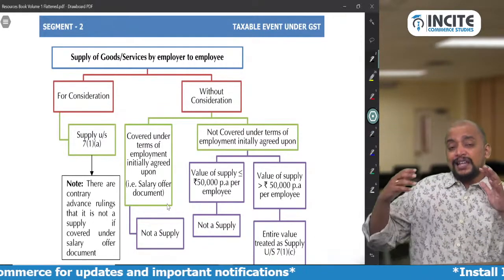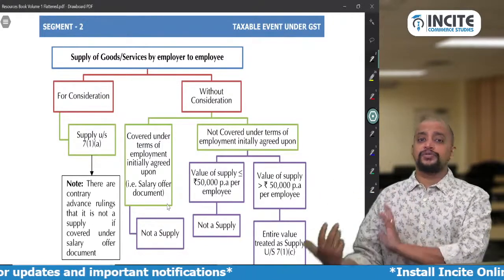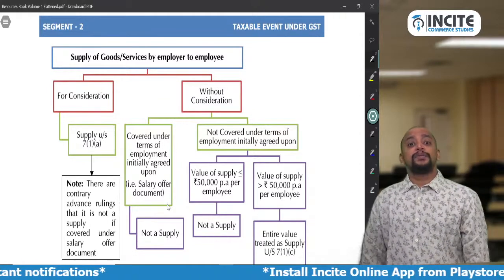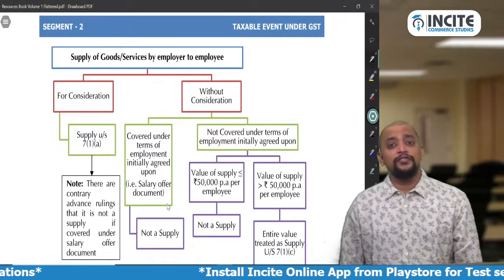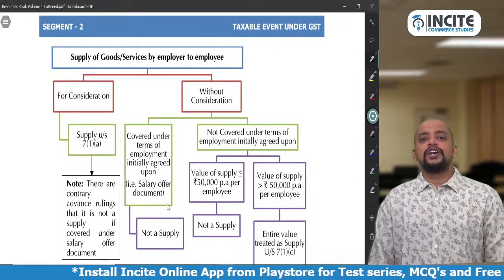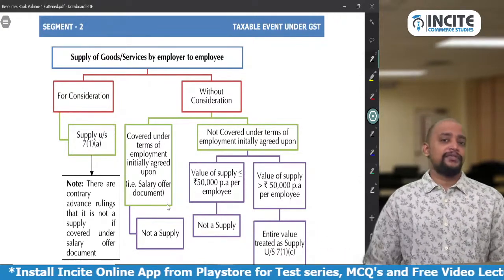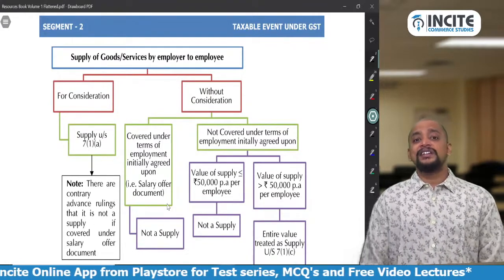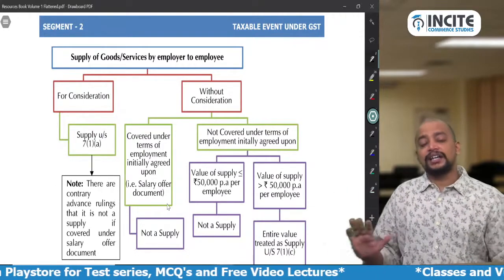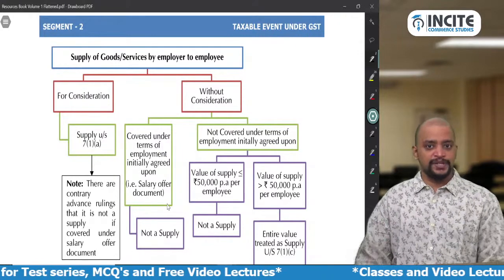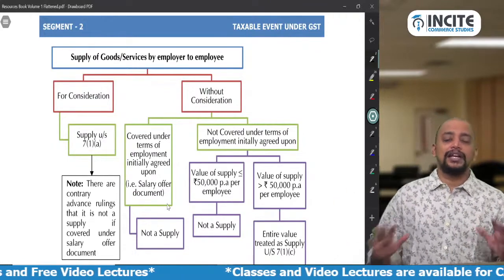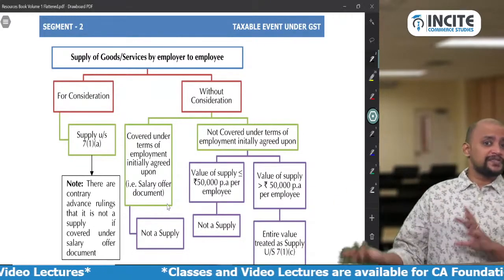But there are some contrary judgments, contrary advance rulings, which say that it is not a supply because it comes under perquisite, part of the salary of a document, and that amount is a minimal amount which will be collected. So therefore, it will not become supply. Like that also we have a contrary judgment. But sir, in the exam what do we need to write? You need to write that it is supply under section 7(1)(a), activity for consideration in the course or furtherance of business. However, if it is forming part of salary, it is not a supply.